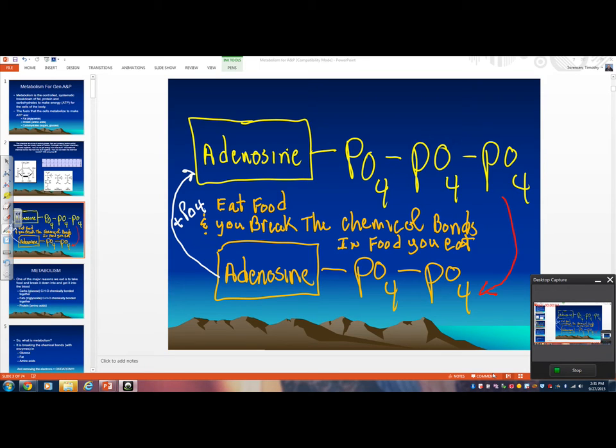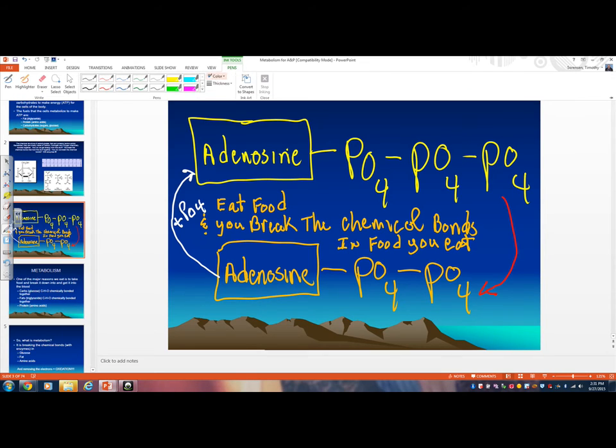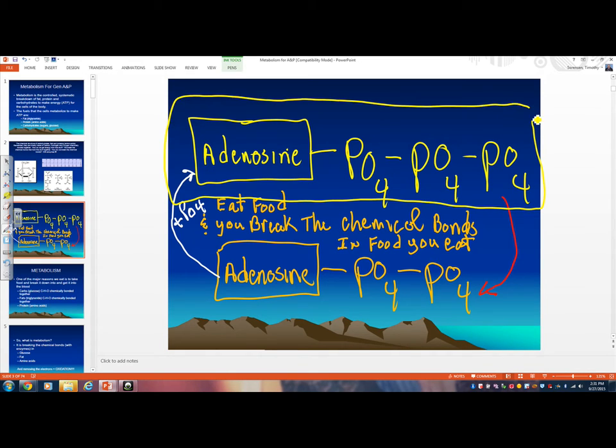Here we go. We're going to talk about metabolism today. And real simply, I'm going to give you some overview, and then I'm going to get into a little more detail. But the bottom line is this. Cells need energy. And the only place they can get it is from this molecule called adenosine triphosphate, or ATP.